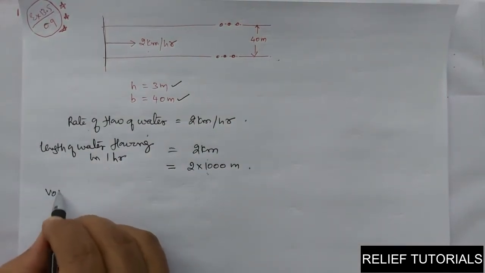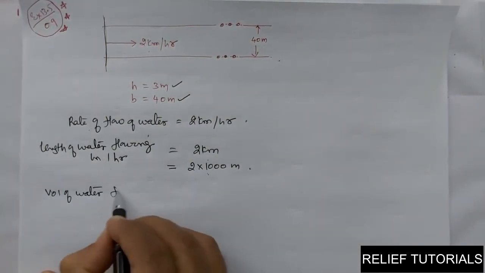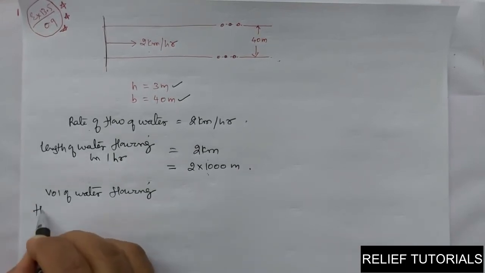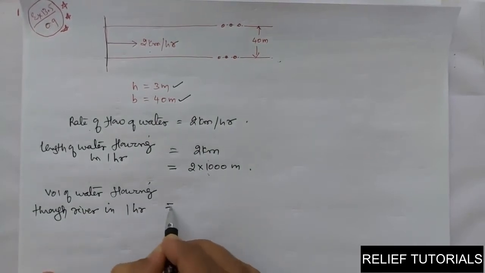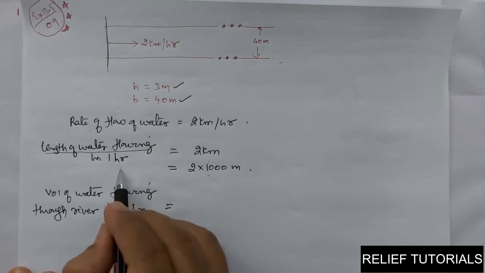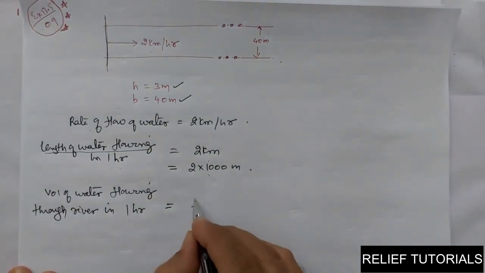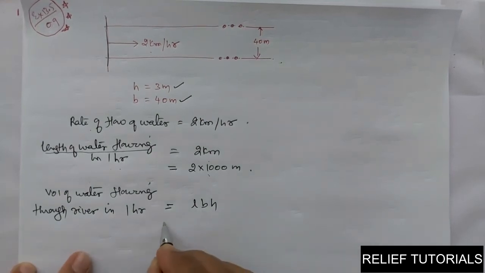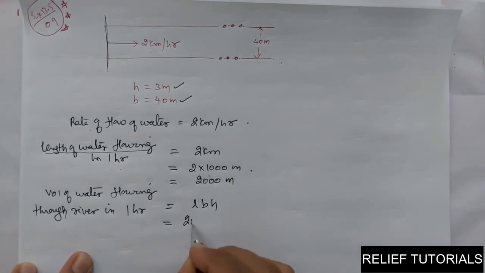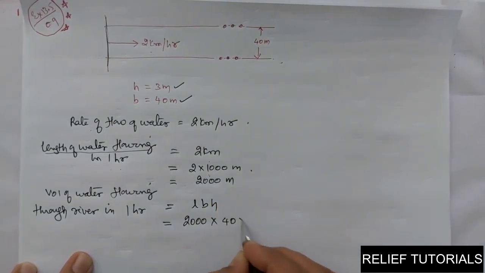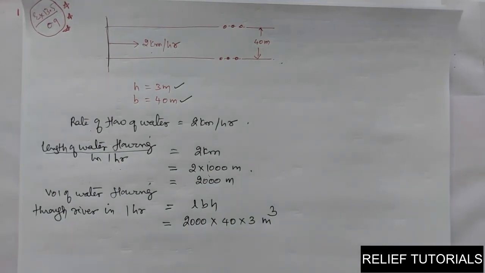So now we can find the volume of water flowing through the river in 1 hour. Why? Because this is the length of water flowing in 1 hour. So volume of water flowing in the river in 1 hour, LBH, equals length 2 into 1000, means 2000 meter, into breadth 40 meter, into height 3 meter cube. So this much amount of water is flowing through the river in 1 hour. But you have to find out how much water will flow into the sea in 1 minute.